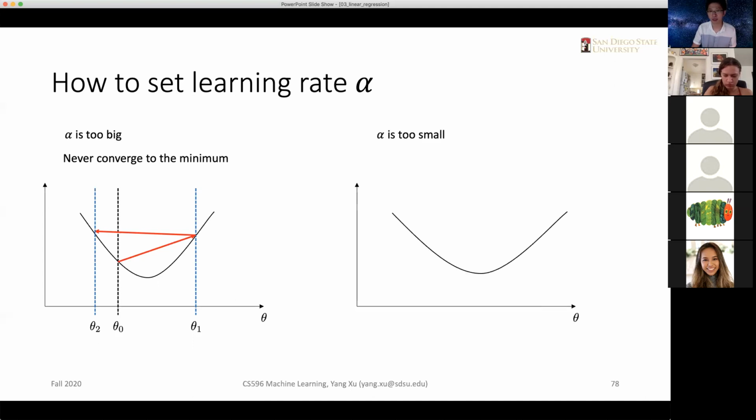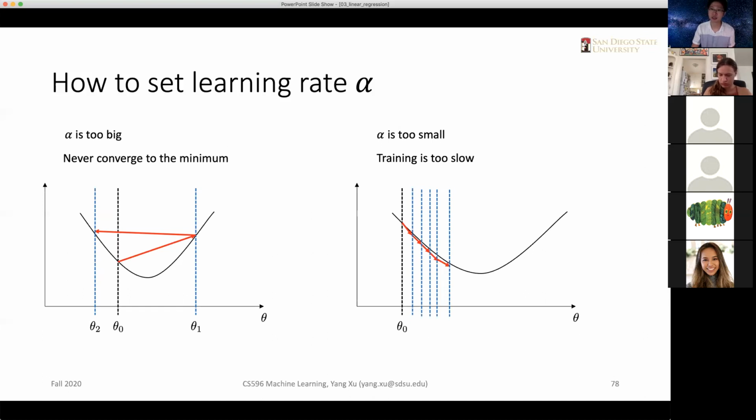But when alpha is too small, then it may cost us too much time. Sometimes it's a balance to keep. The safe way is to start with a smaller alpha and gradually increase it, and you can observe the performance by printing out your loss or your accuracy versus the iteration, and see how that curve changes.